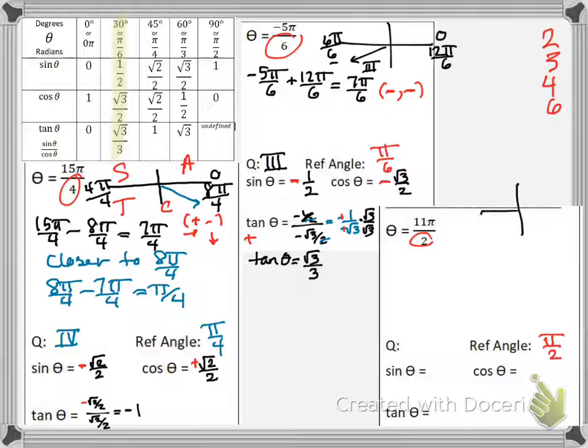Again, I want to think about the measurements. This is pi. Because that has a 2 on the bottom, I'm calling it 2 pi over 2. This is pi over 2, but 2 times 2 puts a 4 up on top of that one. This is more than a full circle. 11 pi over 2. Take away a full circle.